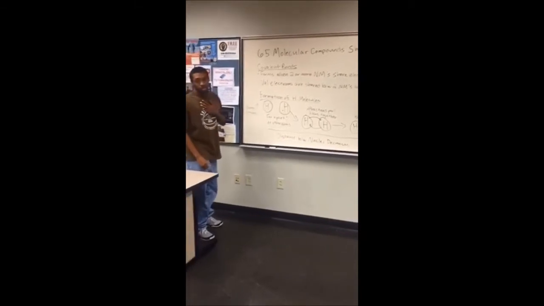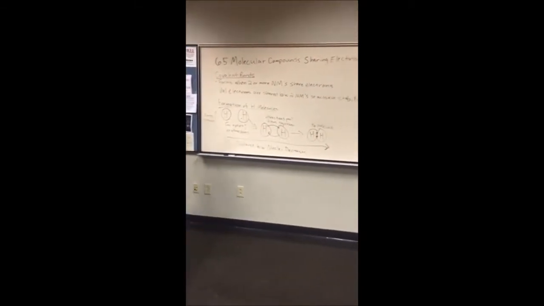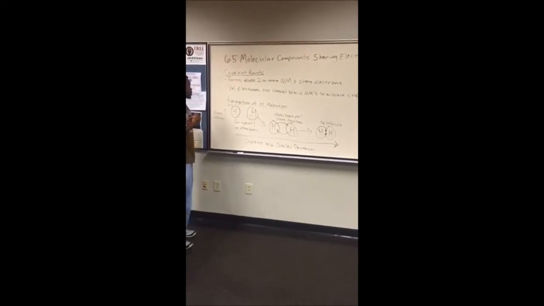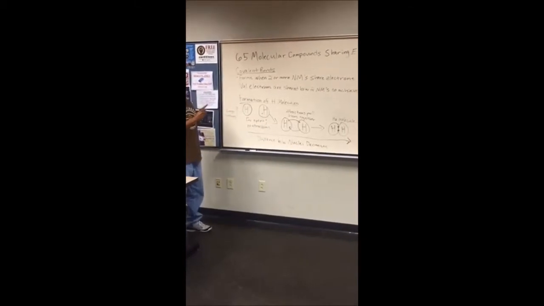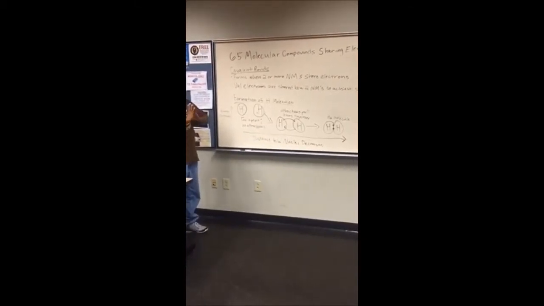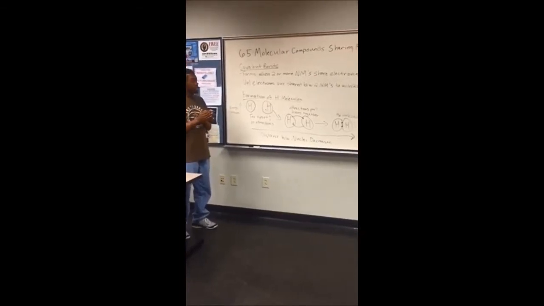My name is Carty Brown, and my section was 6.5 molecular compounds of sharing electrons. First thing I'm going to talk about is covalent bonds. Covalent bonds are formed when two or more nonmetals share electrons. Valence electrons are shared between two nonmetals to achieve stability.